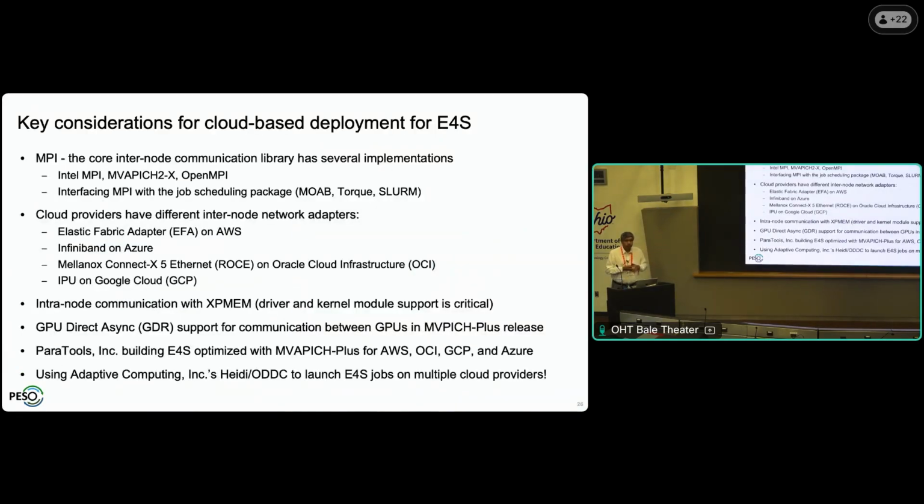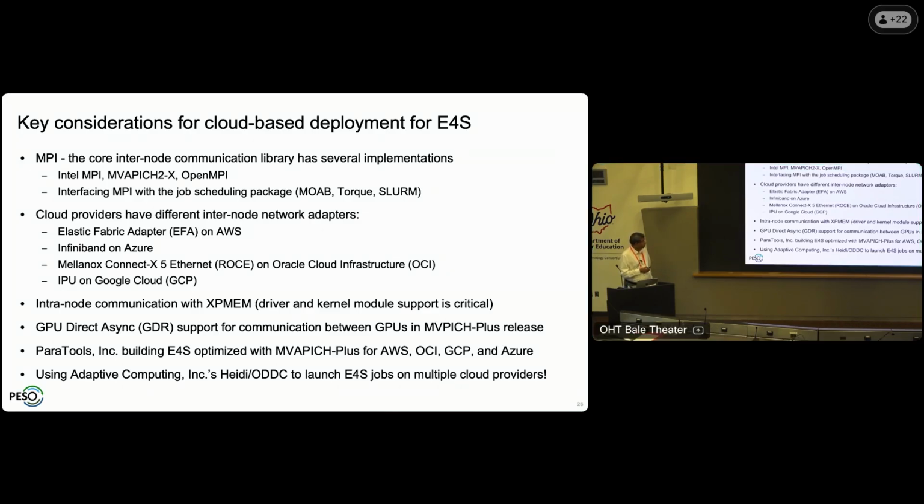Now, moving to the cloud is an important step, but you have to make some conscious decisions. Which MPI is the first question that you will encounter? There are multiple variants, but we found that MVAPICH is the most suitable in this case because it targets all the network adapters efficiently across the different cloud platforms, even if it is EFA on AWS or InfiniBand on Azure or ConnectX-5 or IPUs on Google Cloud. And we also use for intra-node communication XPMEM, where you need to have a driver and kernel module.